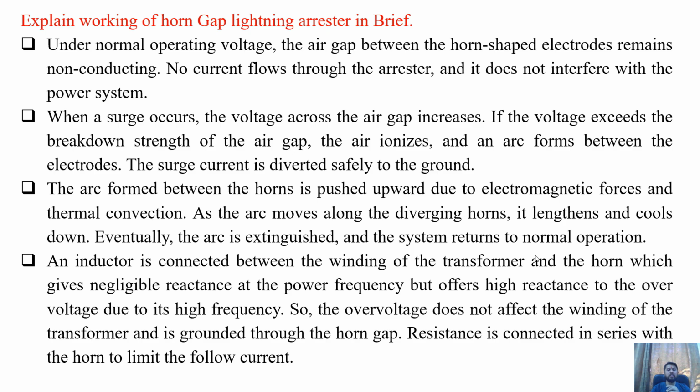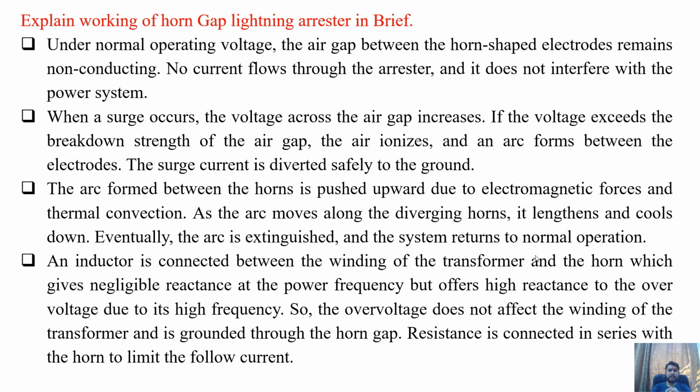The arc formed between the horns is pushed upward due to the electromagnetic force and thermal convection properties. As the arc moves along the diverging horns, it lengthens and cools down. Eventually, the arc is extinguished and the system returns to its normal operating condition.